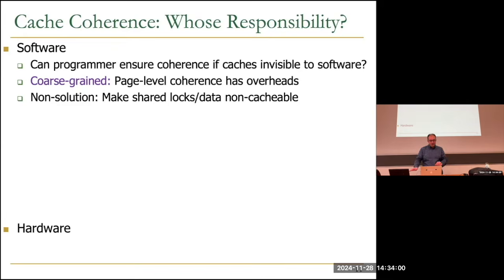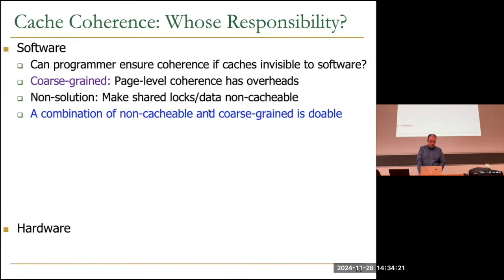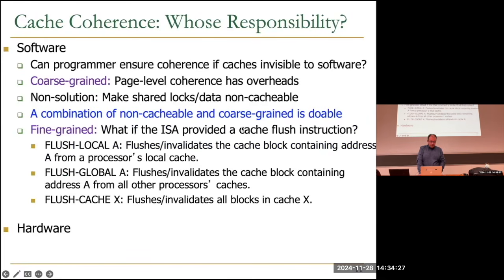Another solution, or let's say non-solution, is that you can make shared locks or data non-cacheable. Clearly, it's not a solution, right? Of course, you can say I'm not going to cache these. And then yes, that can provide coherence because you erase the problem to begin with. You just say, okay, I don't have a cache. So it might be a solution, but clearly it's not a solution. A combination of non-cacheable and coarse grain is doable, and people have proposed that.